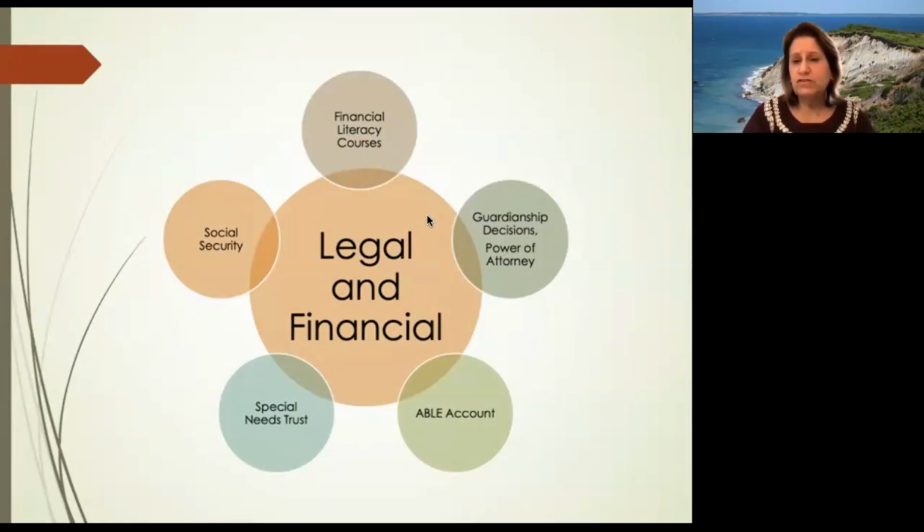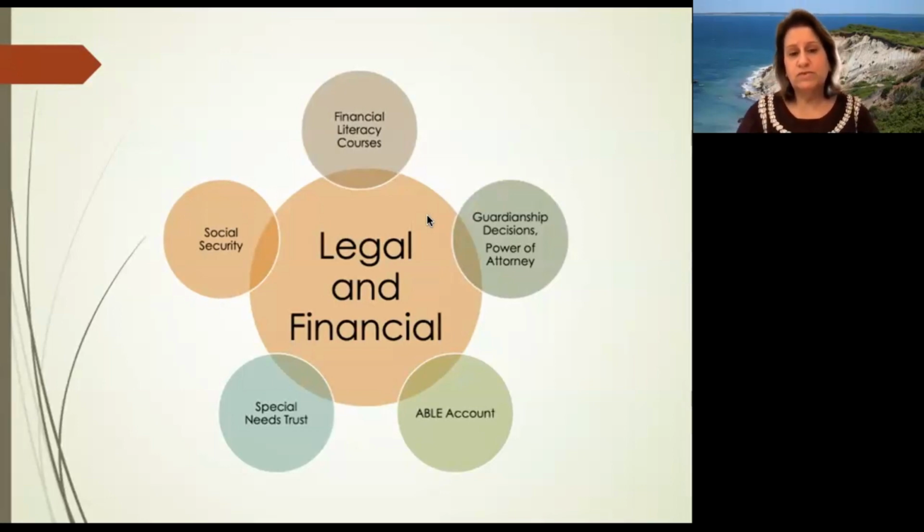What about a special needs trust for your child? What does that look like? And now we have ABLE accounts, which are amazing, that youth can save money. And if they have Medicaid services, their Medicaid services will not be discontinued.